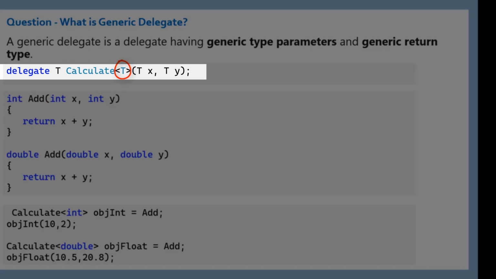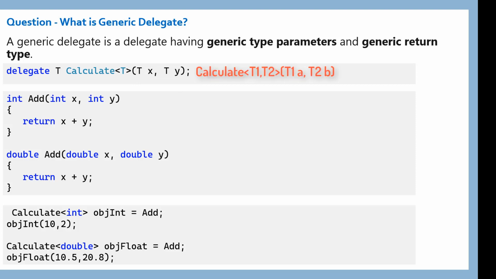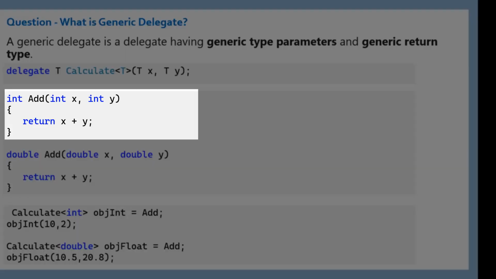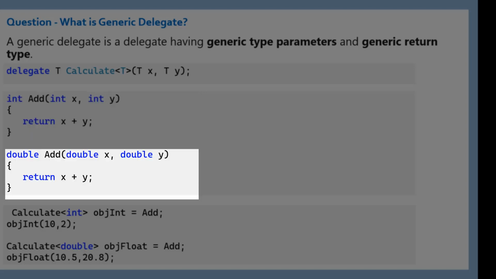Then the parameters X and Y having the type T. If there are multiple types, then under angular brackets we can write them as T1, comma, T2, comma, T3, etc. Next, we have one Add method, which is taking integers X and Y as parameters, adding them and returning the value. So the return value is also integer. Similarly, we have the double version of the Add function.